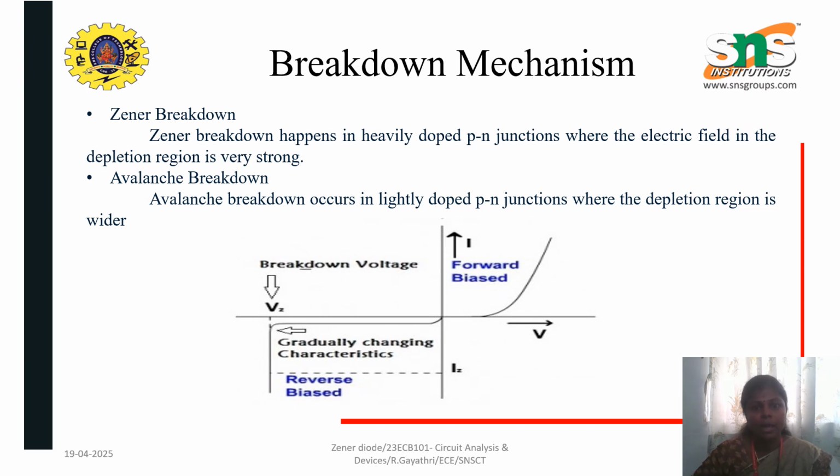Then coming to the breakdown mechanism, there are two types of breakdown in Zener diode: Zener breakdown and avalanche breakdown. Zener breakdown occurs in forward bias, and avalanche occurs in reverse bias conditions. The Zener breakdown only happens when the PN junction diode is heavily doped, whereas avalanche occurs when the PN junction is lightly doped. In the Zener breakdown, the depletion layer is decreased, whereas in avalanche breakdown, the depletion layer is narrow.